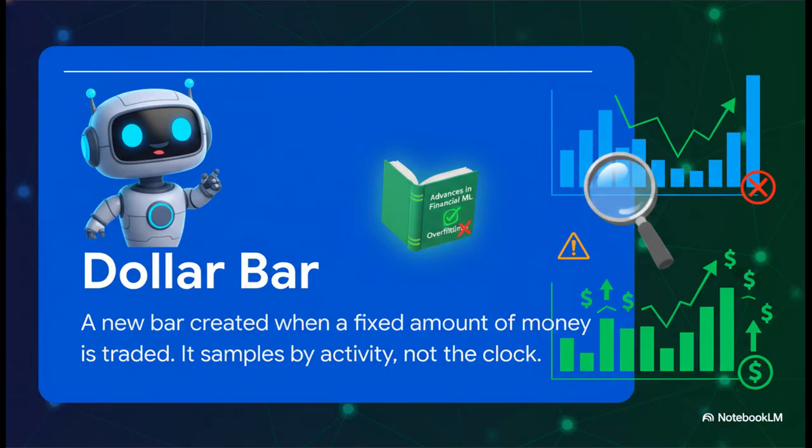Oh, okay, I get it now. So a dollar bar isn't about time at all. It's about, well, dollars. It's a unit of activity. So we only make a new bar once a certain amount of money, like say $1 million, has actually been traded. Exactly. You nailed it. We are aligning our sampling with the actual flow of information. And that one little change gives our data much better statistical properties. It's the foundation for everything else we're about to build.